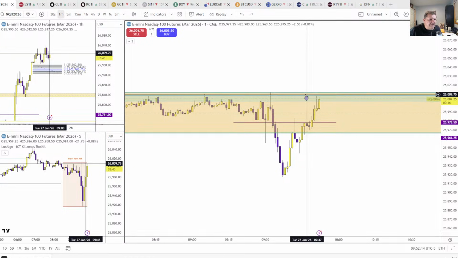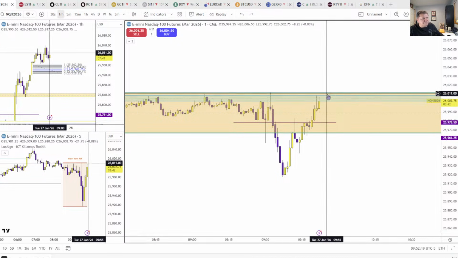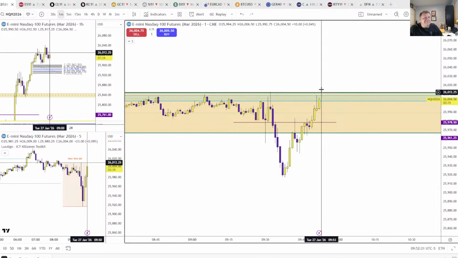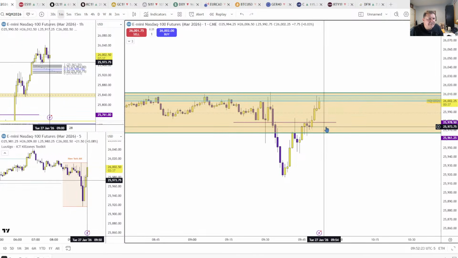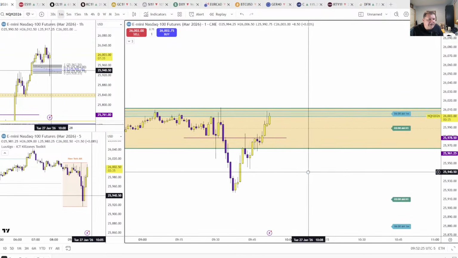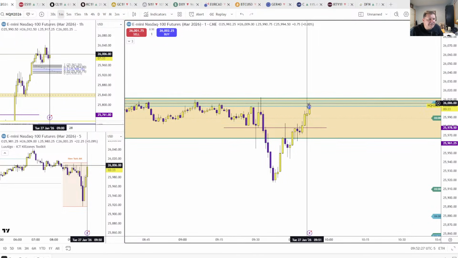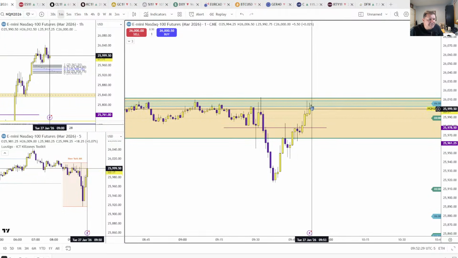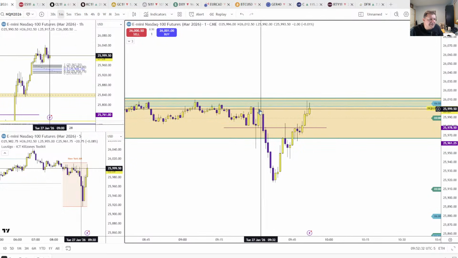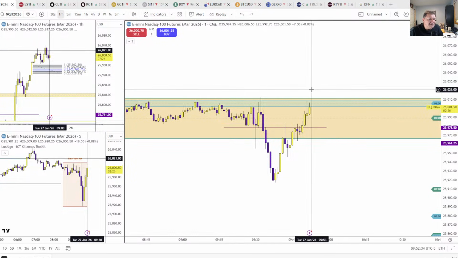Just extend that range. Just pop up there. That's right in a 6 a.m. candle right there. We get above 6 a.m. and use 6 a.m. as support. I like that. Send that higher.